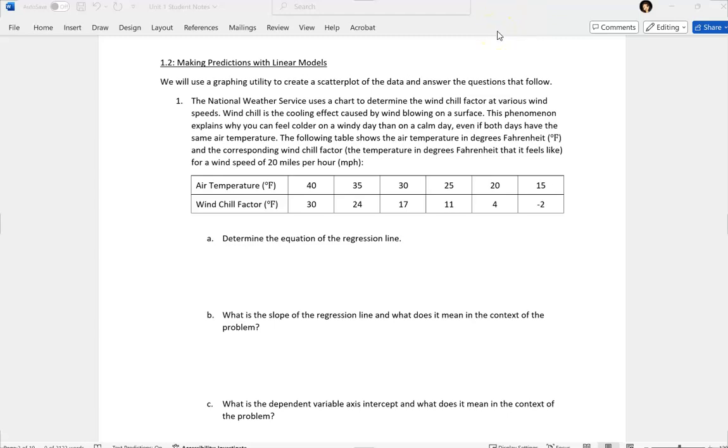Hello. Today we're going to talk about making predictions with linear models. So in order to do that, we're going to have this real-world situation. It says the National Weather Service uses a chart to determine the wind chill factor at various wind speeds.